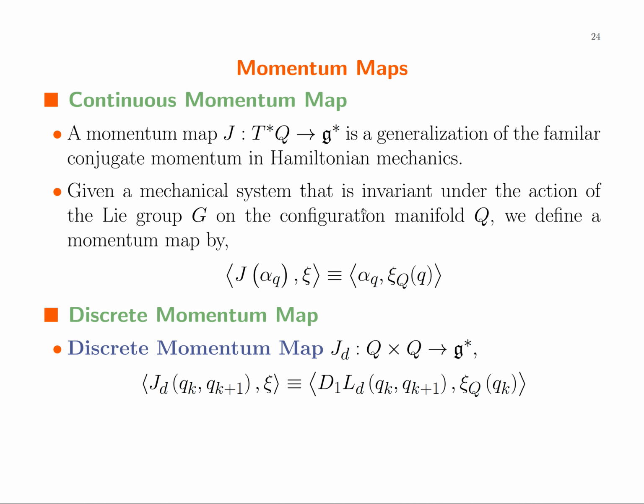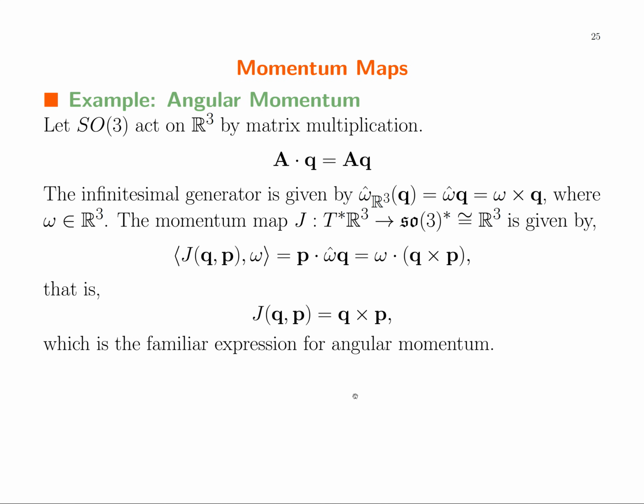Okay, so if you have a mechanical system that is invariant under the action of a Lie group on this configuration manifold, you can define this momentum map in the following way. And the claim is that there is a discrete version of this, which is given by this J sub D, which is defined again in this way. All right, so there's an example of a momentum map if you have the rotation group acting on three-dimensional space by matrix multiplication in the following way. Then essentially what you're looking at is the component of the conjugate momentum in the direction of what is called the infinitesimal generator.